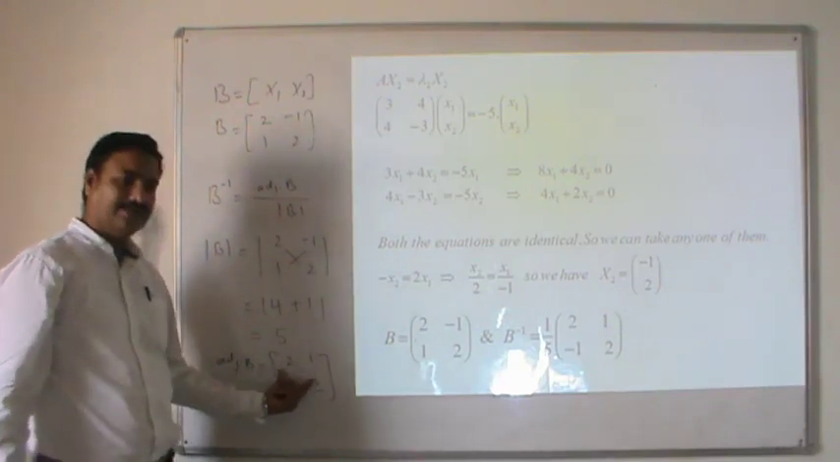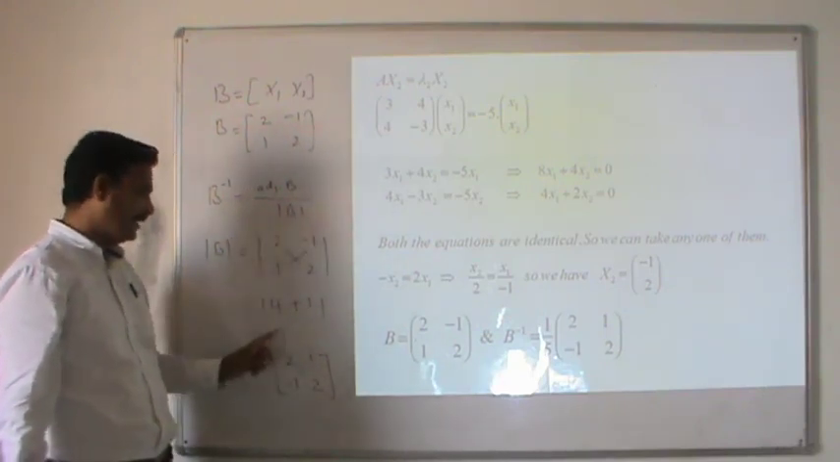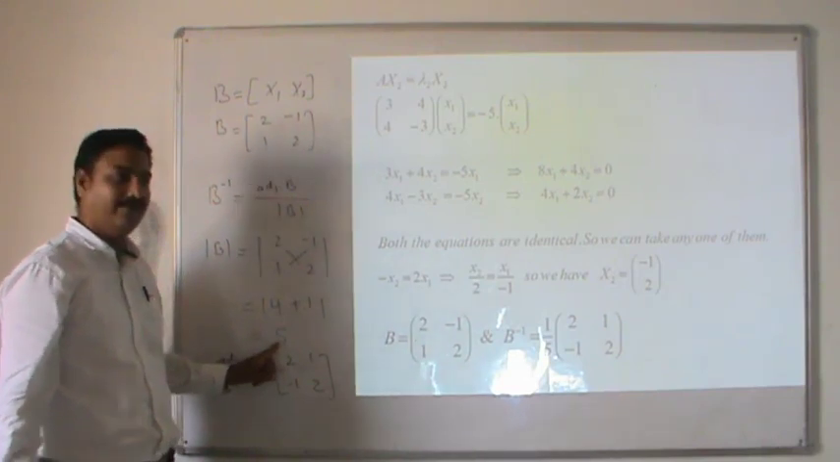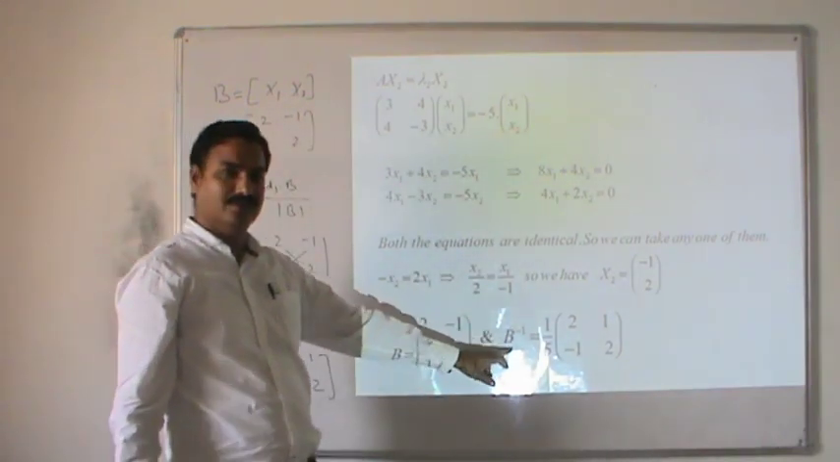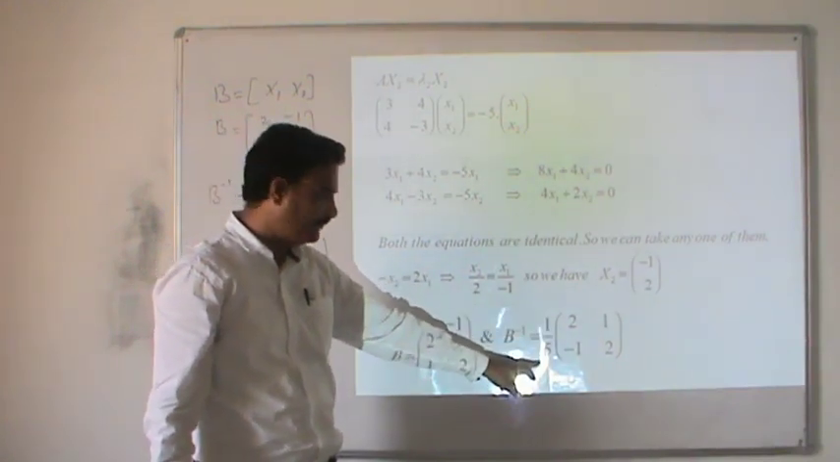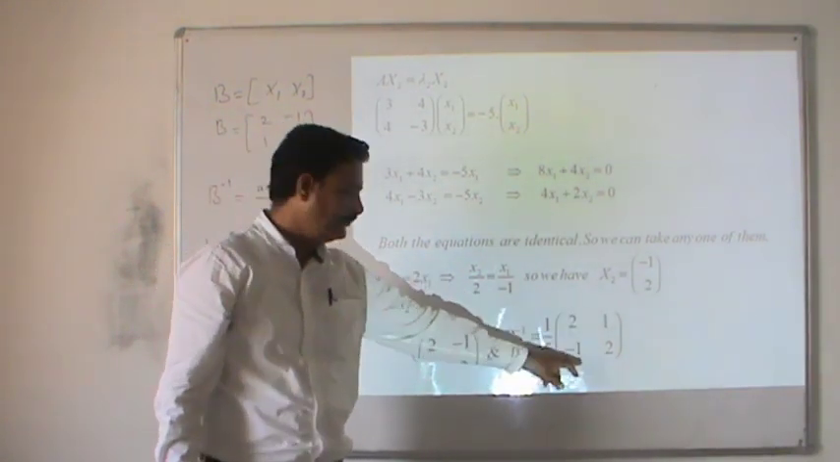Now we divide this adjoint of B by the determinant value, which we already calculated as 5. And using this formula, we determine our B inverse. So our B inverse is 1/5 of 2, 1, minus 1, and 2.